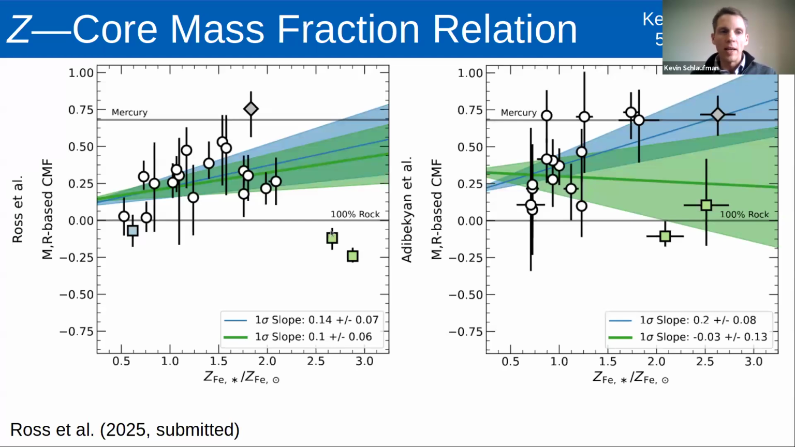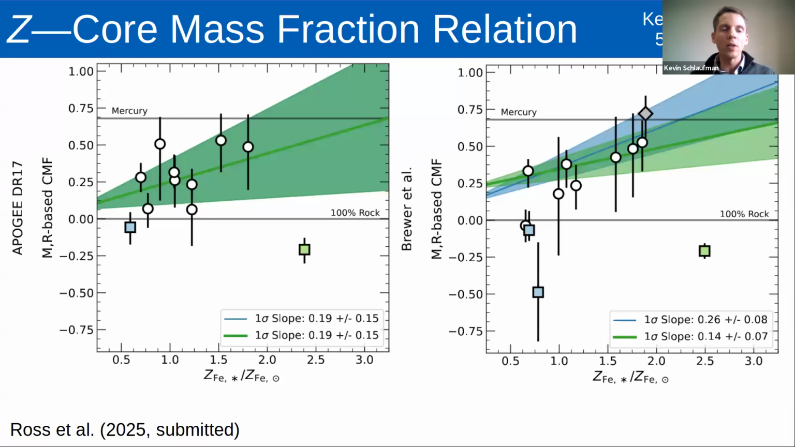Another innovation from our study is that we didn't just use our own high-quality spectroscopic stellar parameters. We also used the high-quality spectroscopic stellar parameters that were made available as part of SDSS-IV's APOGEE-2 Data Release 17, and also the very high-quality stellar parameters that have been published by John Brewer and his colleagues over the last several years. And the conclusion is the same.